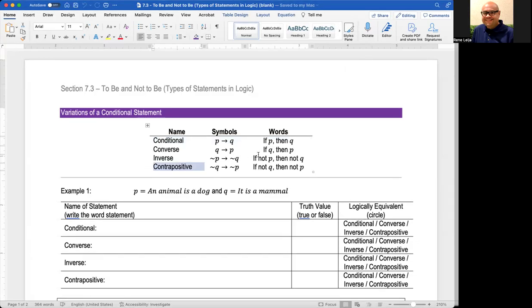Now, this can get a little confusing. What I would suggest that you do is learn the pattern. You have P then Q, then you flip it, Q then P. Then flip back, and now you have not P then not Q, and then flip that, not Q then not P. Once you understand the order of that, then you can start to attach the names of those.